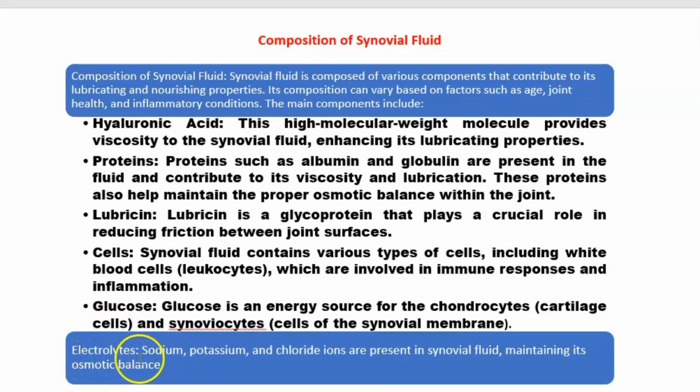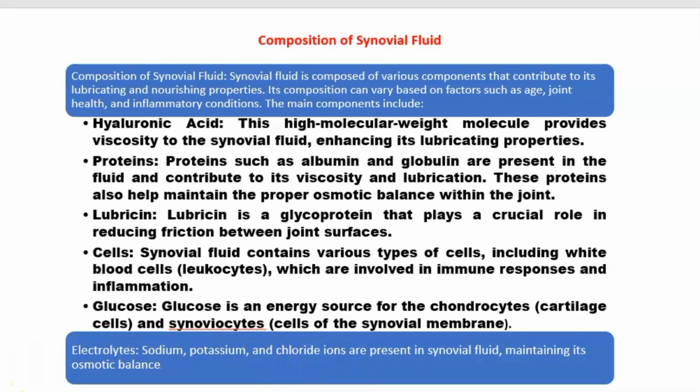Now, electrolytes. I've taught you the inorganic composition of body fluid before, so electrolytes will not be a surprising thing to you. Electrolytes like sodium, potassium, and chloride ions are all present in what? Synovial fluid. You know, the nutrients, the glucose, have to move across the cell membrane, and so they require the sodium pump. They require energy to move across. So that is important for maintaining osmotic balance. That's how important it is.